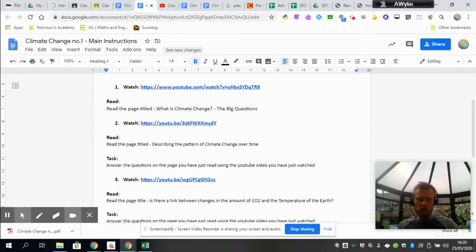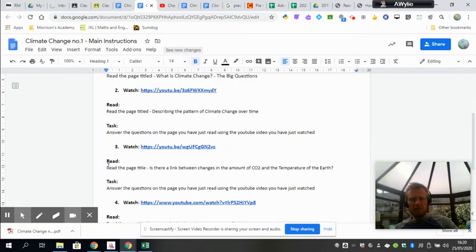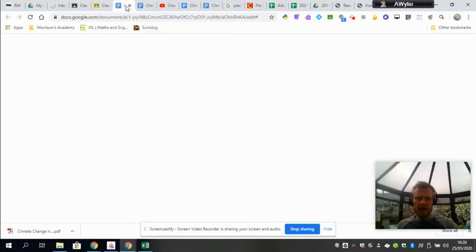complete the next piece of work, which is where we are continuing this idea of thinking about the climate of a planet and its temperature and how it's changed over time. But instead of looking at 140 years, this next page thinks about the temperature over the last 400,000 years. And there's a task where you need to watch this video and then read this page and then answer the couple of questions that go with that.